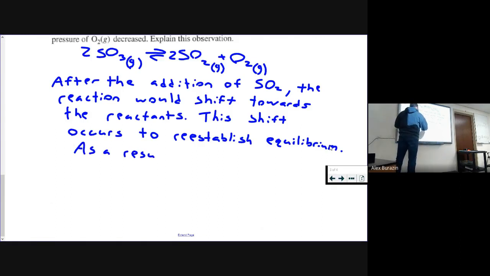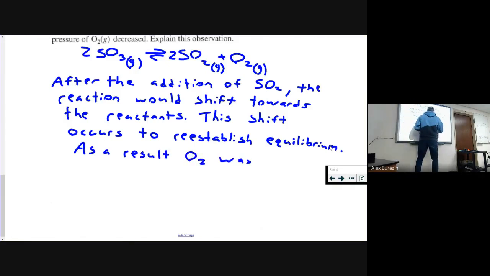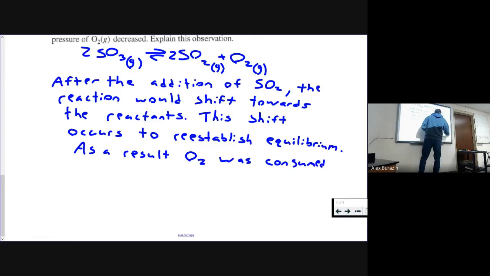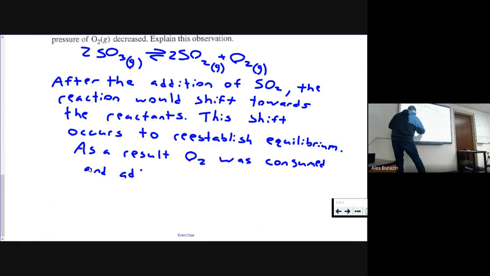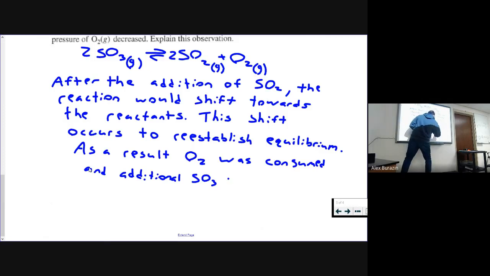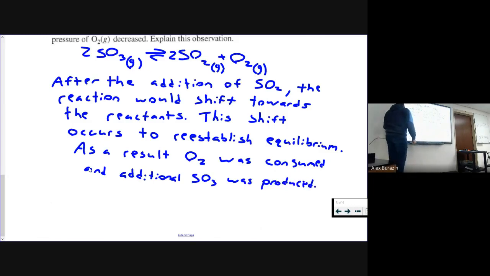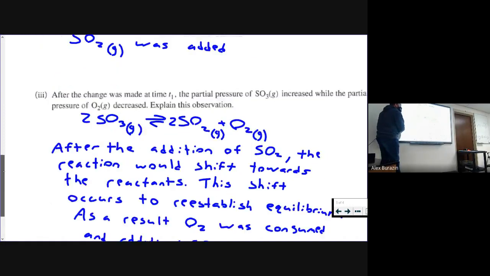As a result, O2 was consumed and additional SO3 was produced. I think that's fine.